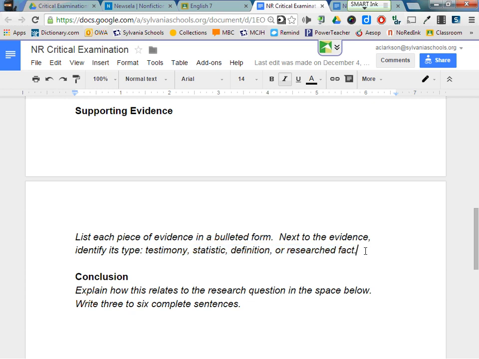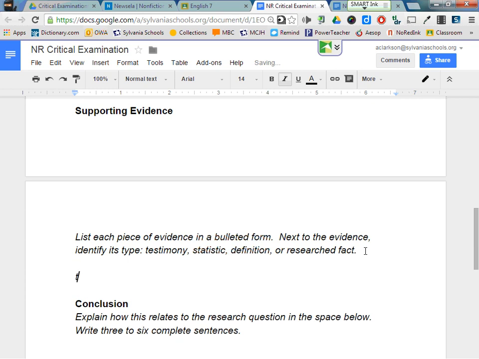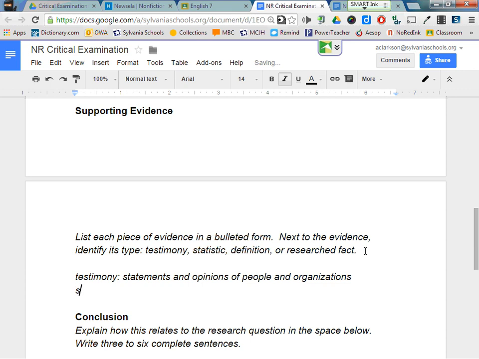Now, students may not understand the definitions of those terms, and you may not understand how to find them in an article. So let's do that right now. First, let's go over some basic definitions. Testimony refers to the statements and opinions of people and organizations. Statistic is simple. That is any numerical, that means number, fact.